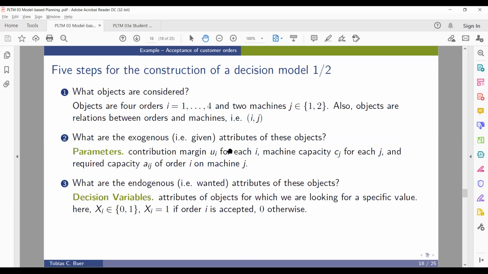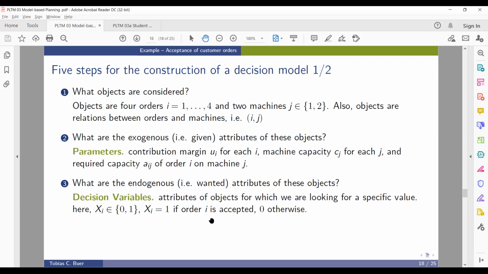So we have 5 steps for modeling this, and on this slide the first 3 are mentioned. If you want to build a model, we need to be clear about what are the objects that we want to include in this model. What do we want to include? What do we not want to include? And here we want to make a decision about the orders, and we need to take into account the 2 machines and how many resources are required to produce one order on one of the machines.